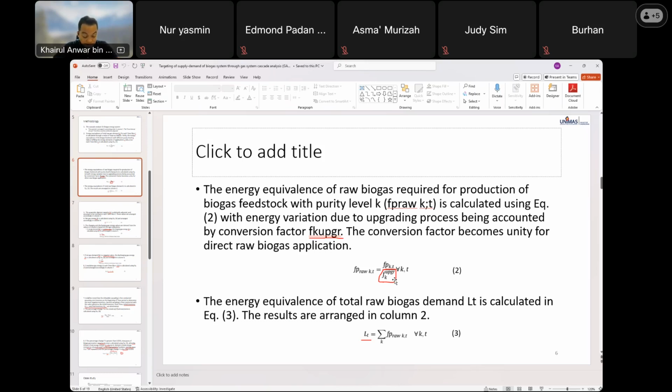So once you have this value, FP raw, transfer the value to table 4.